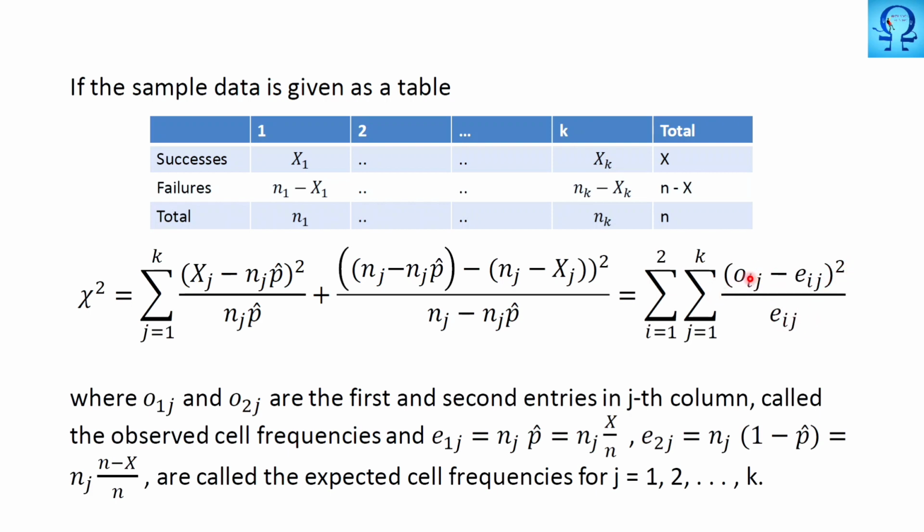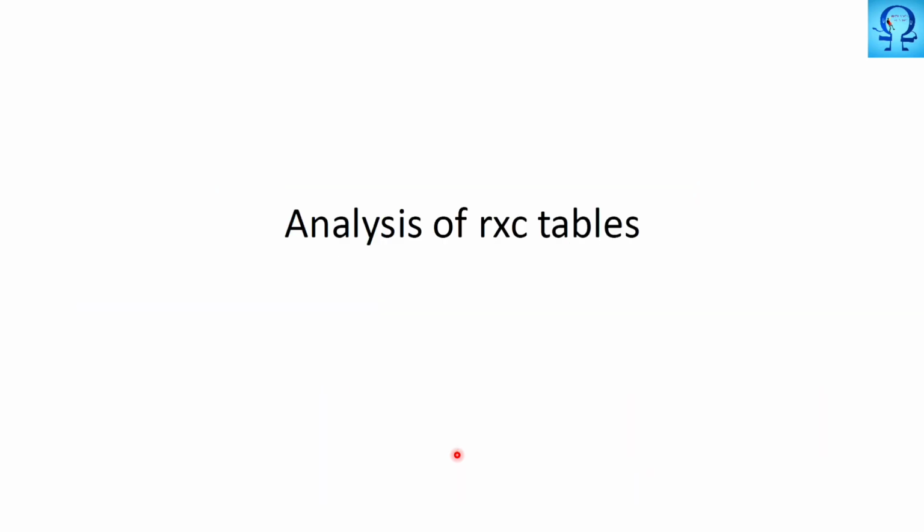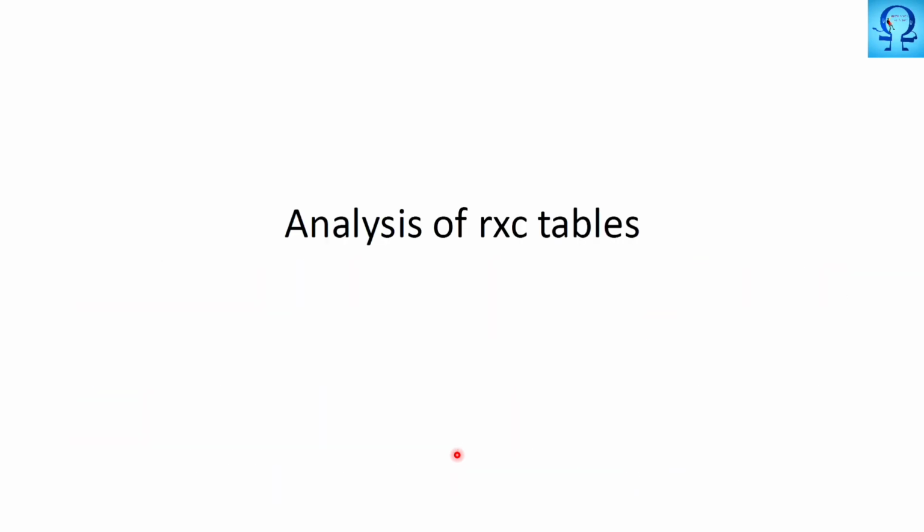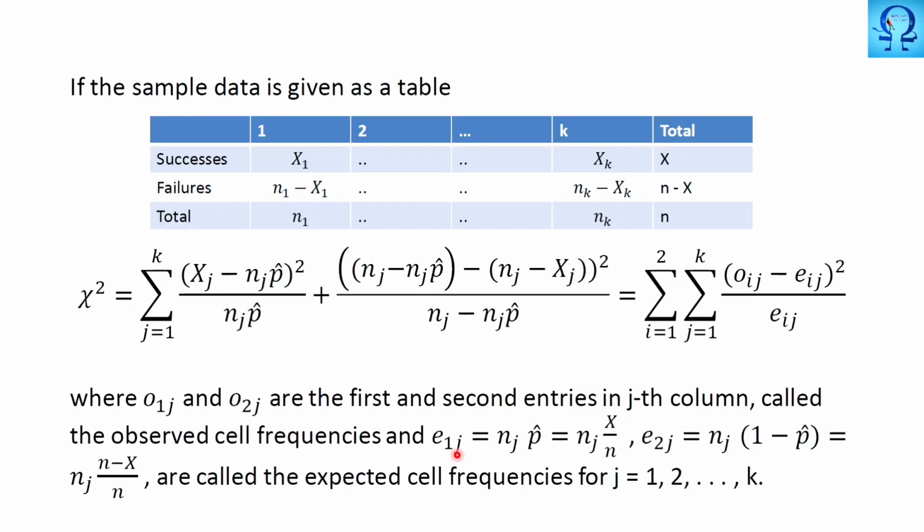Here, Oij denotes the entry in the ith row and the jth column, and similarly for Eij. These Eij are called expected cell frequencies, and Oij are called observed cell frequencies. And this Eij is calculated in a way that I'll explain as we proceed further. Next we are moving on to the analysis of r cross c tables. Here, if you see, we had only two rows.